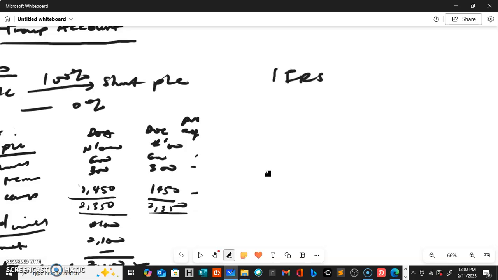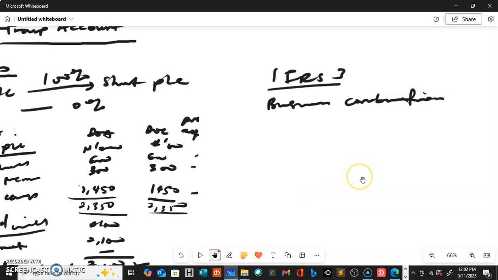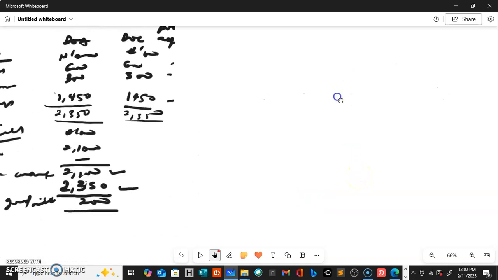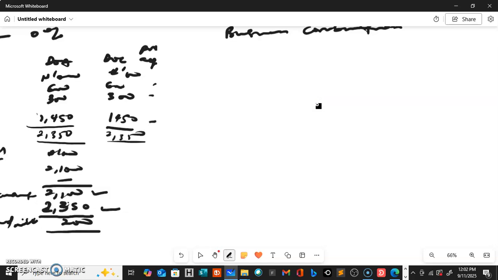IFRS 3, that is the International Financial Reporting Standard 3, which talks about business combination. This makes provision in regards to how we are to prepare the consolidated account, which we know as a group account. So let us go ahead now and prepare the group account. We call this the consolidated statement of financial position.